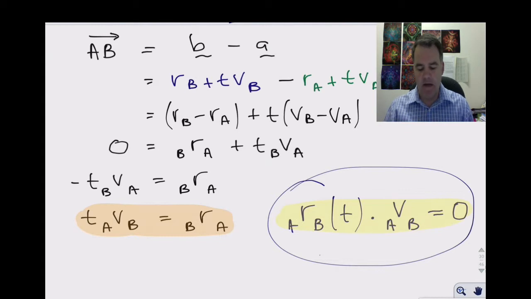So RAB is the relative vector from A to B. Notice it involves time because at time t that will always be changing. And VAB is just the relative velocity from A to B. And notice that doesn't involve t because if the two objects are travelling with constant velocity, then VAB will be constant the whole time. So that formula on the right is the one that we're going to use to find the minimum distance and the time at which that happens for two moving objects.